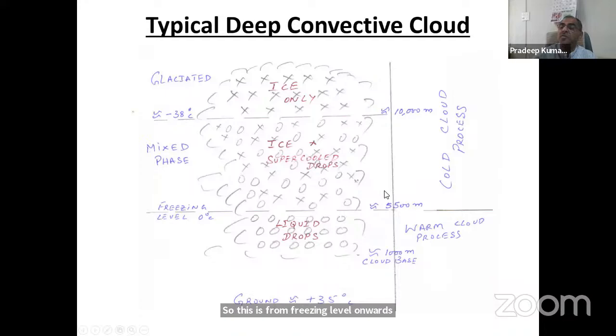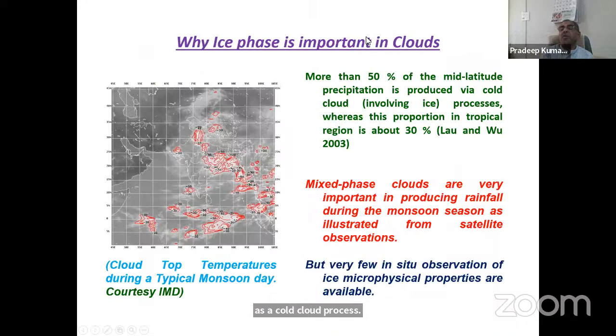Now, why is ice phase important in clouds? More than 50% of the mid-latitude precipitation is produced by cold clouds involving ice, whereas in the tropical region this is about 30%. Mixed phase clouds are very important in producing rainfall during the monsoon season.